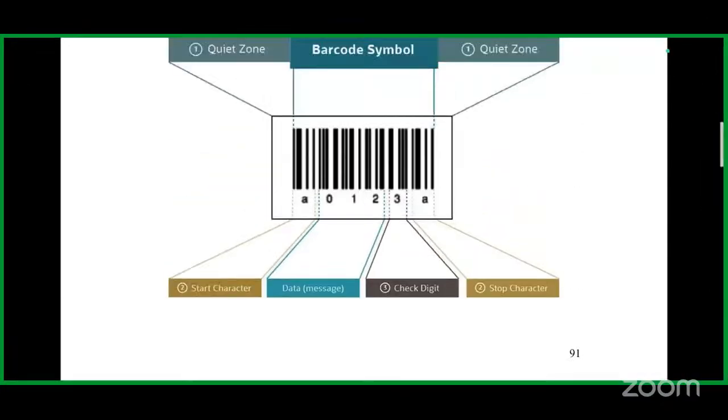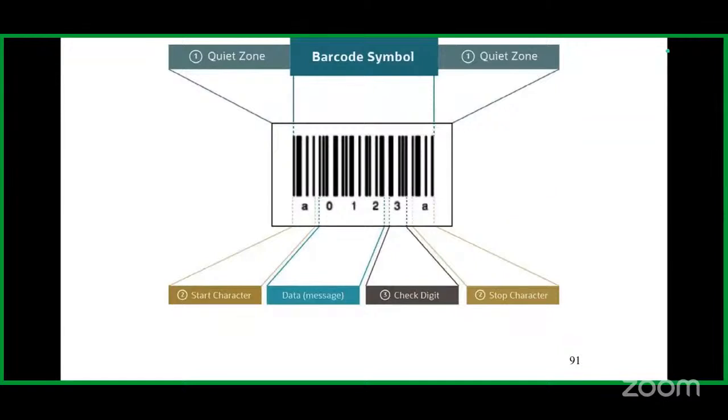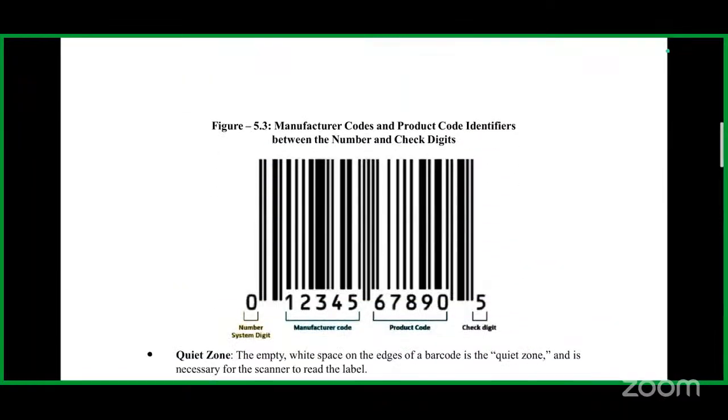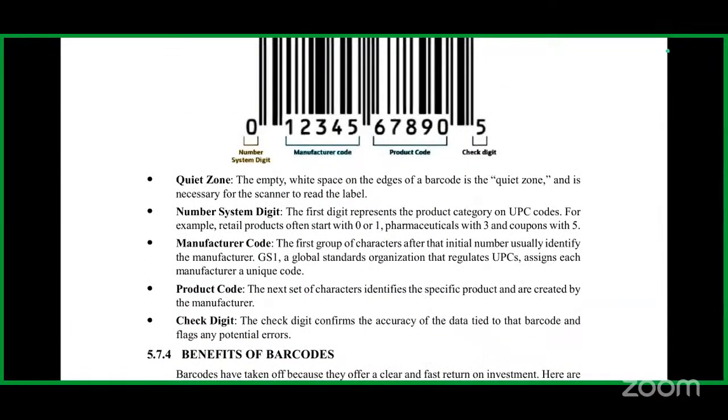If you can just look at here, the white space which is available here, on the right side as well as the left side, is called the quiet zone, an empty space which is necessary for the scanner to read the label. And here we have the number system, where the first digit represents the product category on UPC codes.